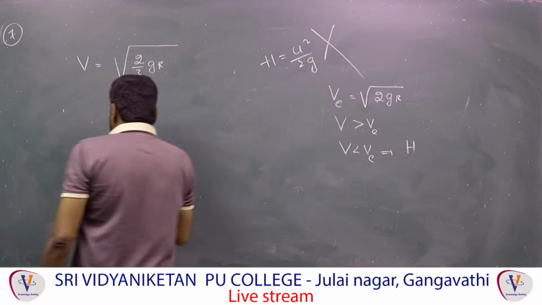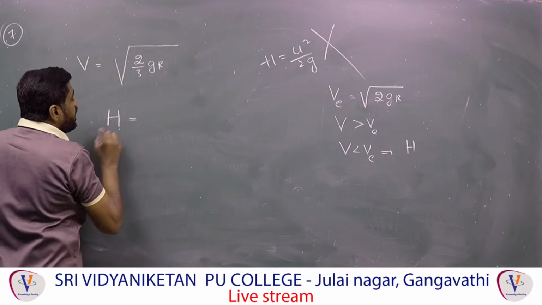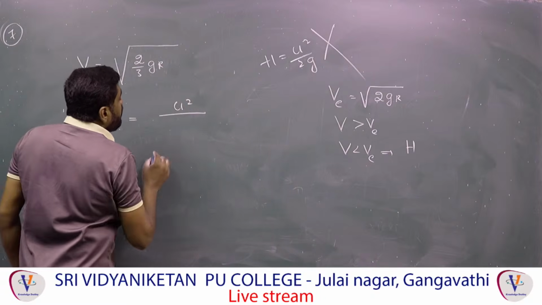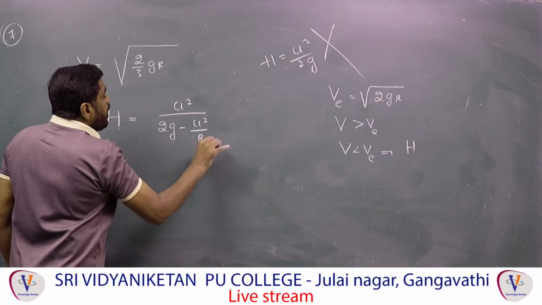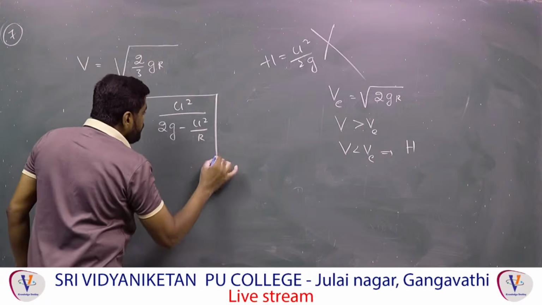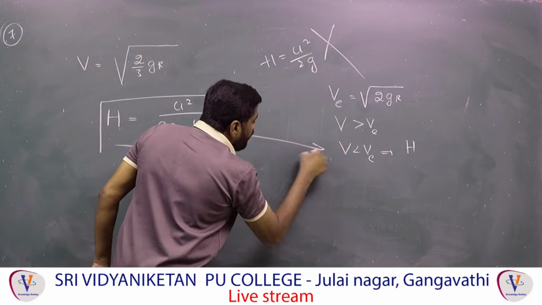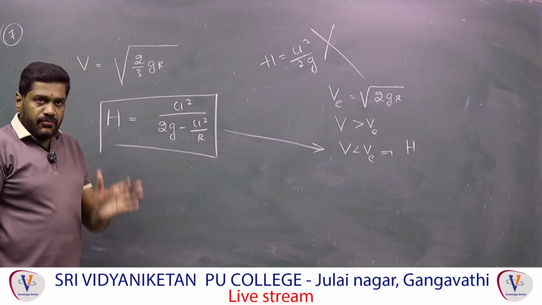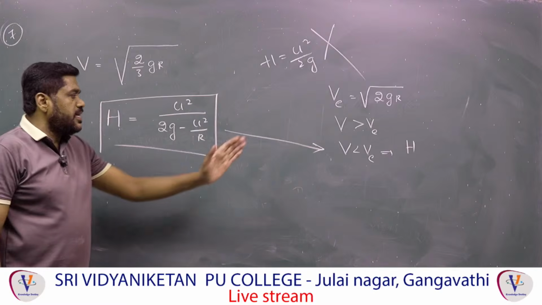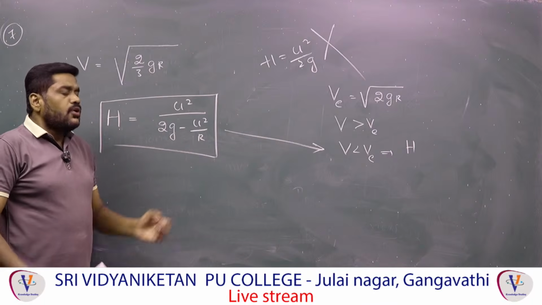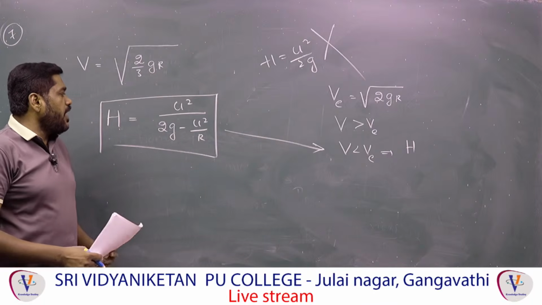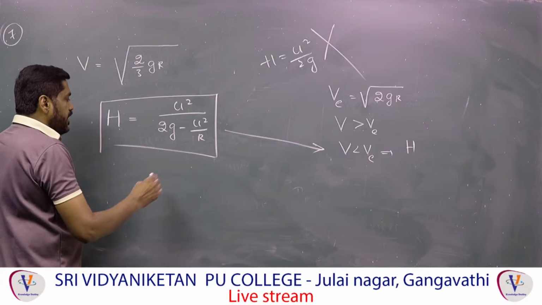Under that condition, since it is a gravitation lesson, the formula is H is equal to U square by 2G minus U square by R. Remember it. Under this condition, if V is less than VE, if the body is projected with a velocity less than escape velocity, the maximum height reached by the body H is equal to U square by 2G minus U square by R. Therefore, if you substitute here, you can get the answer.